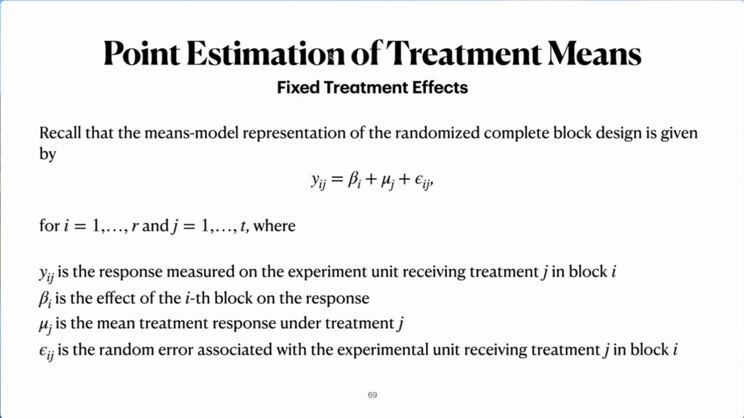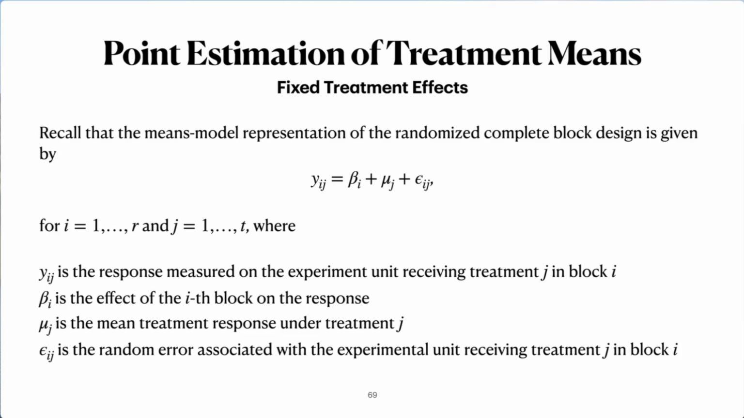We're going to be looking at the situation where the treatment effects are fixed effects. Recall that the means model representation of the randomized complete block design is given by y sub ij equal to beta sub i, which is the effect of the ith block, plus mu sub j, which is the effect of the jth treatment. Again, mu sub j is a fixed effect, and so mu sub j would be the mean of the jth treatment, plus the random error term, epsilon sub ij.